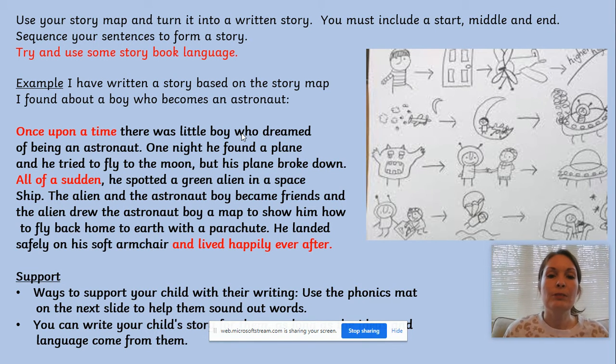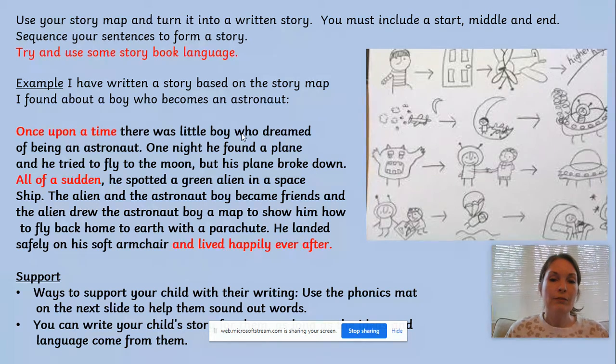Now, you can pause it here and reread that part of my story with your grown up and think about how I wrote my story with a beginning, a middle, and an ending. And also see if you can find the storybook language that I used. I did highlight it in red so it's easy to find, but there's other story language that you can include as well, some that you might have heard in storybooks, or you can borrow mine if you'd like to.